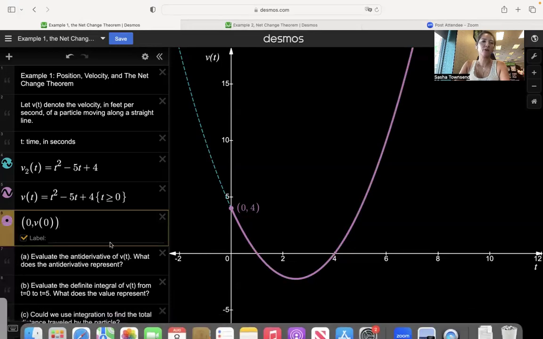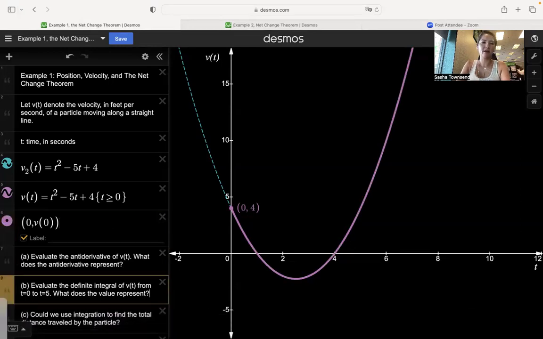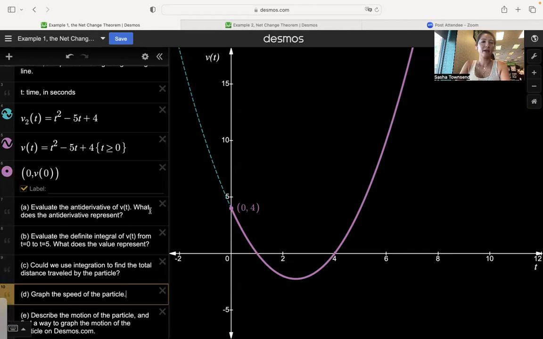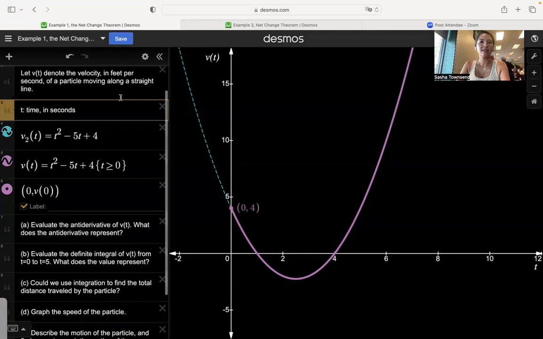And then we have a number of questions that we could ask about that function. I also plotted the point when t equals 0, v of 0 equals 4. So that means at t equals 0 seconds, our velocity is 4 feet per second. And that's because of the units that were mentioned in the problem statement. We've got 4 feet per second when we're starting.